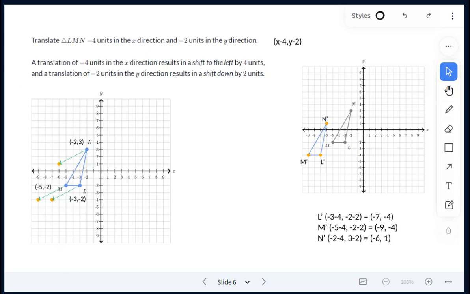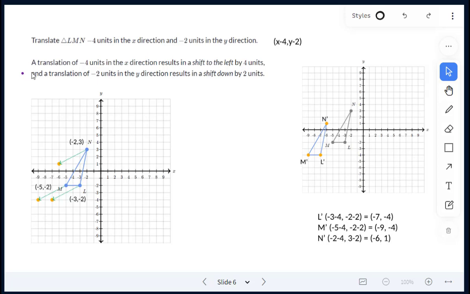Okay, so in this example, we have a triangle LMN, and in this question, it tells us translate LMN. So we know now that translate means to slide negative 4 units in the X direction and negative 2 units in the Y direction. If we wrote that in our notation, we would write it as X minus 4, comma, Y minus 2. All right, so if it's a translation of negative 4 units in the X direction, that means we're shifting to the left by 4 units. A translation of negative 2 units in the Y direction means we are shifting down by 2 units.